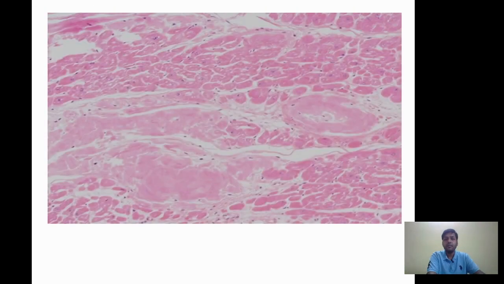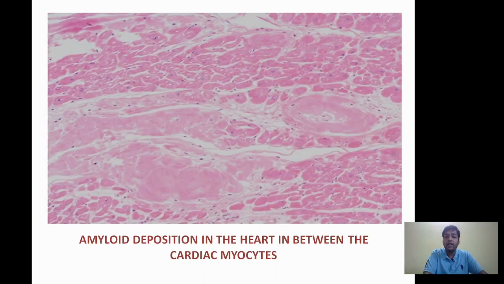Now we will also see one important part. Here we can see the amyloid deposition which is occurring inside the heart. I told you before that amyloid deposition appears as amorphous fibrillar material, and it is present both extracellularly as well as intracellularly. So this is amyloid deposition in the heart in between the cardiac myocytes. Let us look at the pigment accumulation.